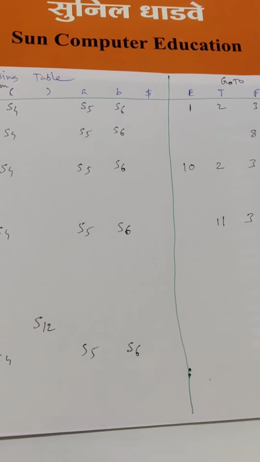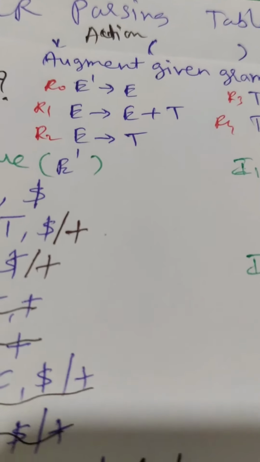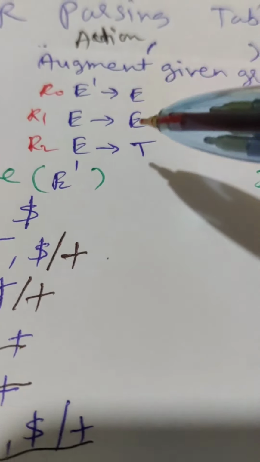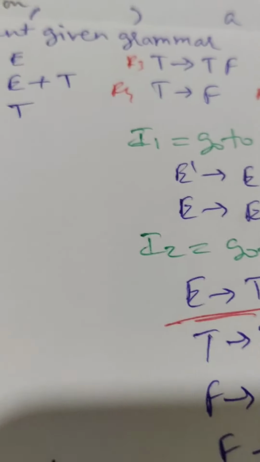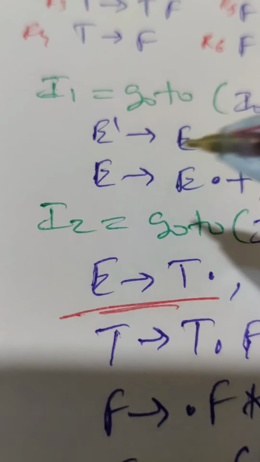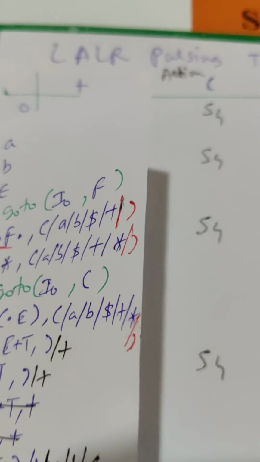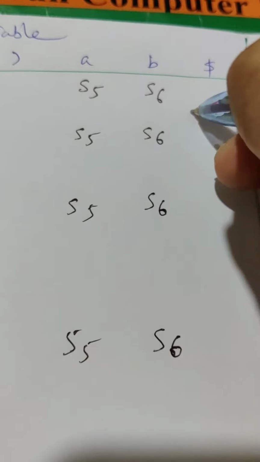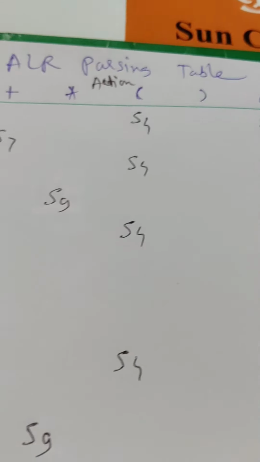Now let's make the reduce entries. For reduce entries I numbered the rules as R0, R1, R2 to identify them. In item number 1, the first rule finishes, E dash goes to E dot. So in item number 1 and the dollar column we always write accept. Here the parser is going to halt and announce success, as the input sentence is grammatically correct.